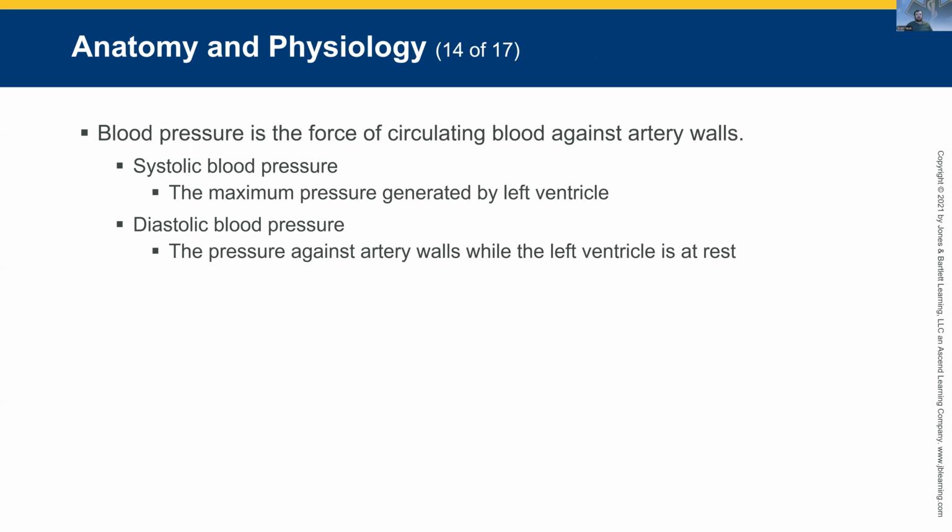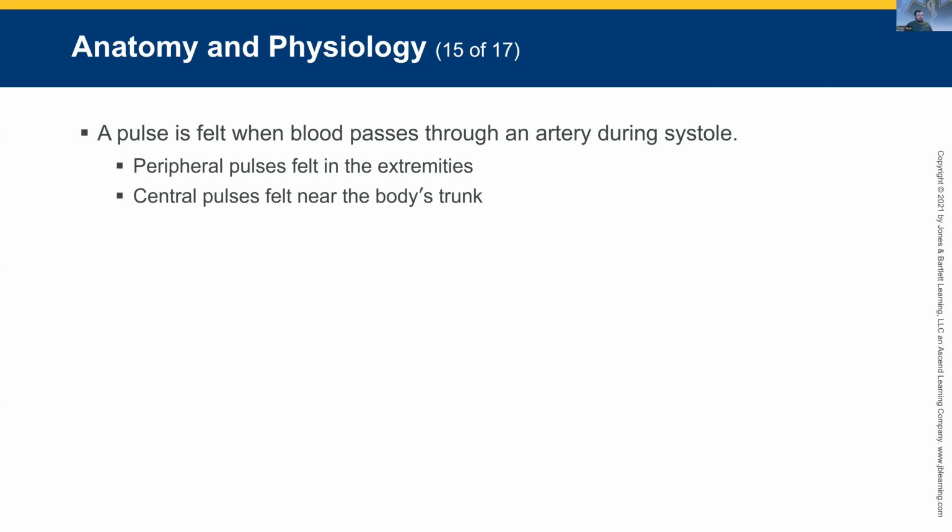Blood pressure is the force of circulated blood against the arterial walls. So we know our systolic blood pressure is the peak. It's the maximum pressure generated by the left ventricle whenever a contraction happens. And then diastolic pressure is the pressure against the artery walls when the left ventricle is at rest. So systolic, diastolic, in that left ventricle is what we're measuring. Pulse is felt when blood passes through the artery during systole. So that pressure emitted on the arteries itself is the pulse.